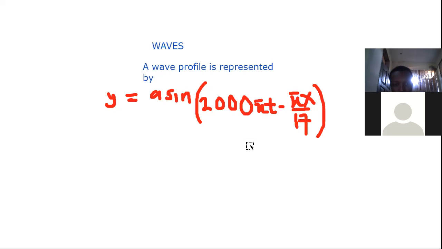So we are going to do this one. A wave profile is represented by this. Calculate its wavelength, velocity, frequency, and period. So try, let me see if you can do it.